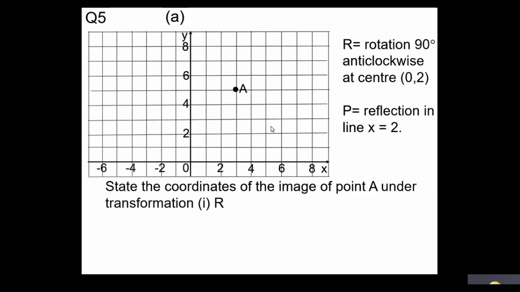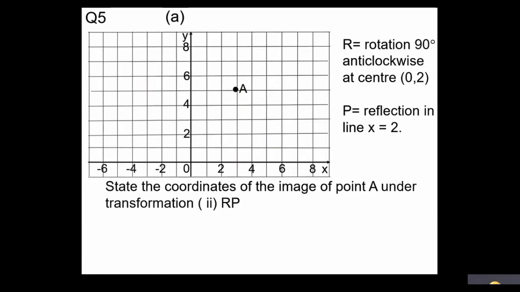Now the coordinate of the image of point A under transformation R. R is rotation. Plot the center 0, 2. Where is it? Here. Now, anti-clockwise. So here you calculate from the center to this point: 1, 2, 3, 1, 2, 3. So now 1, 2, 3, 1, 2, 3. So this point.